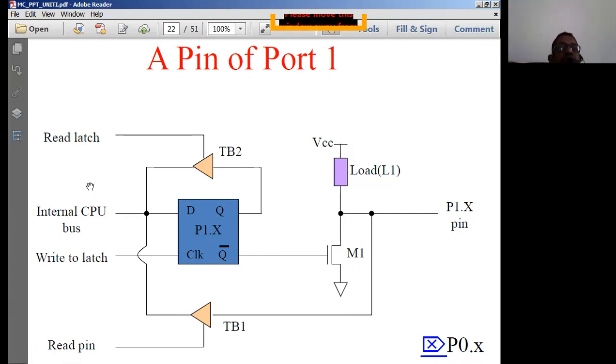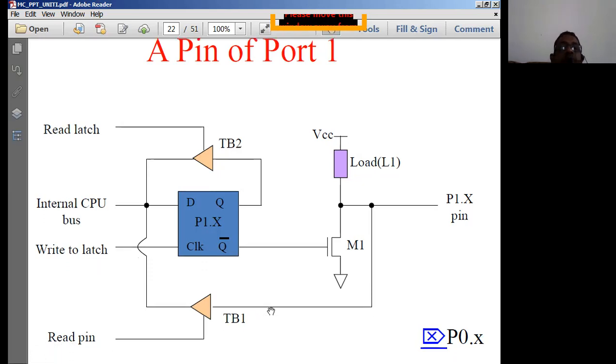Here the internal CPU bus lines are connected using a D flip-flop. These two are tri-state buffers. Using these tri-state buffers, we control the flow of signal in and out of the microcontroller system. Let us suppose we want to write and read data into the microcontroller, and we'll figure out those operations now.